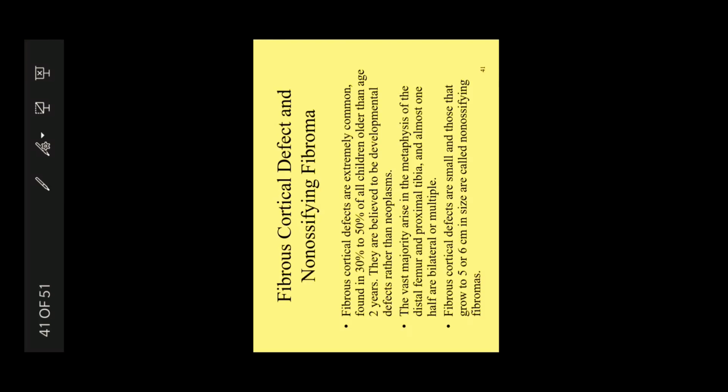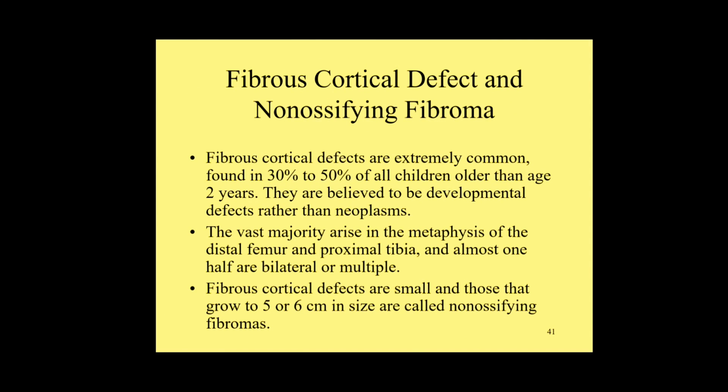Now coming to the lesions simulating primary neoplasms, fibrous cortical defect and non-ossifying fibroma and fibrous dysplasia come under bone tumor mimicking lesions. So fibrous cortical defect, which is also called metaphyseal fibrous defect, is extremely common, and it is present in 30 to 50% of children older than 2 years of age. In the vast majority, it arises eccentrically, mostly near the cortex and in the metaphyseal region of the distal femur or proximal tibia.